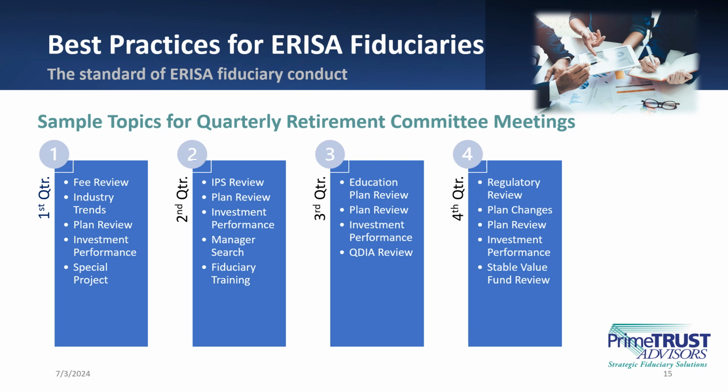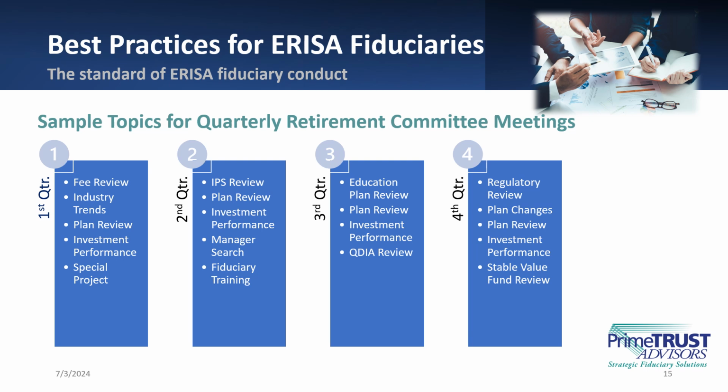In this example, you will see that each quarter they will conduct a plan review that is looking at basic participant metrics, utilization, contribution rates, and so forth. They will also, each quarter, monitor the investment performance of all the funds in the lineup. Now, during the course of the year, they will also review other important items, such as in the first quarter, they're going to take a look at a fee review and they're going to get an update on industry trends.